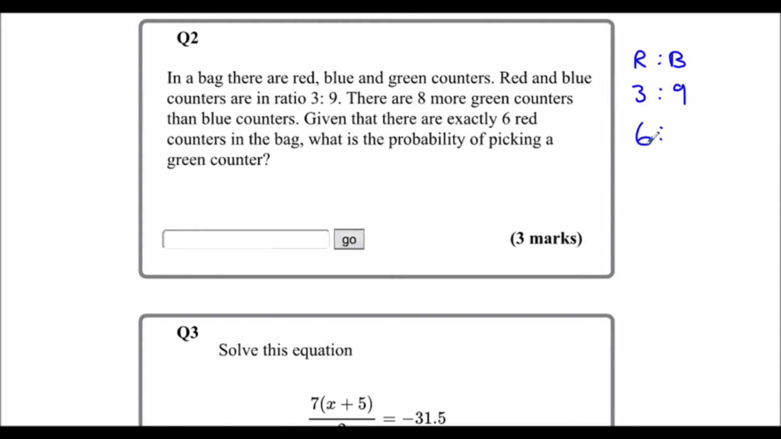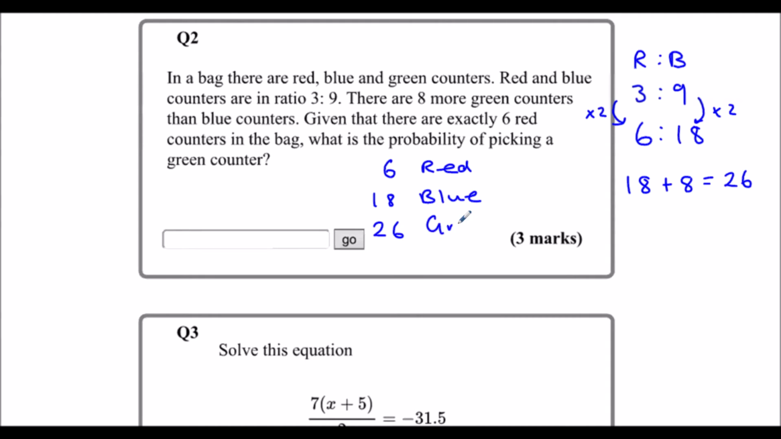So if there are 6 red counters, how many blue counters are there? There must be 18, because we've just doubled the ratio. And if there are 18 blue counters, there are 8 more green counters than blue. So 18 plus 8 is 26. So we've got 6 red, 18 blue, and 26 green. So what is the probability of getting a green counter?